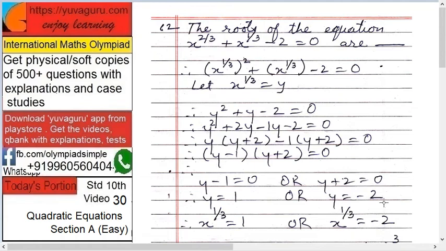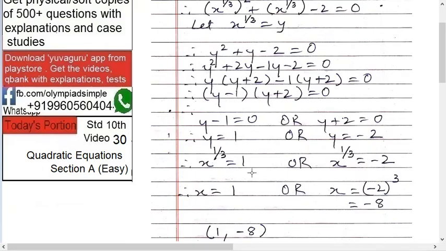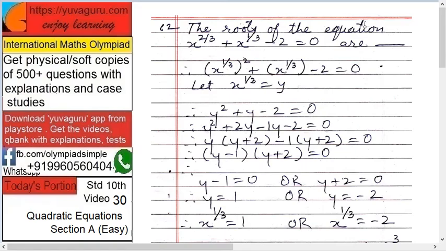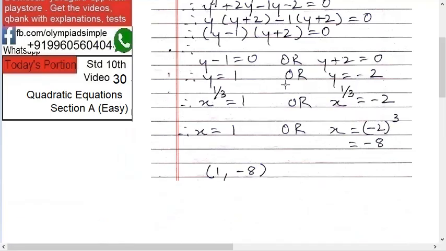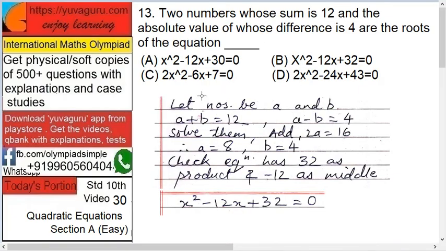Therefore y minus 1 equals 0 or y plus 2 equals 0, either of these two. Therefore y equals 1 or y equals minus 2. But what is y? x raised to 1/3. Therefore x raised to 1/3 equals 1 or x raised to 1/3 equals minus 2. Right? Therefore now cube on both the sides. So x equals 1 or x equals minus 2 cube.